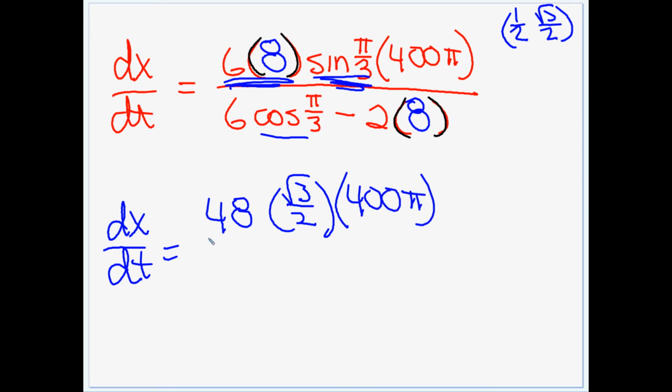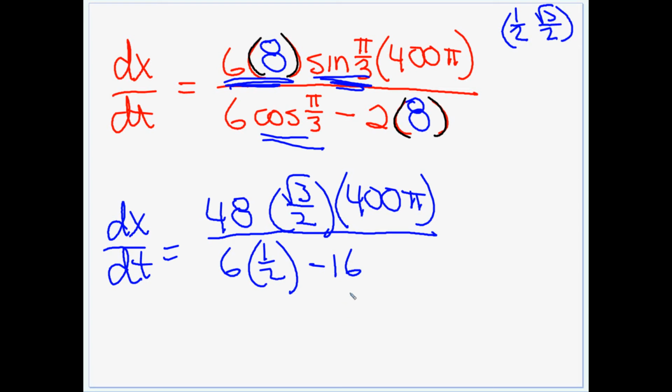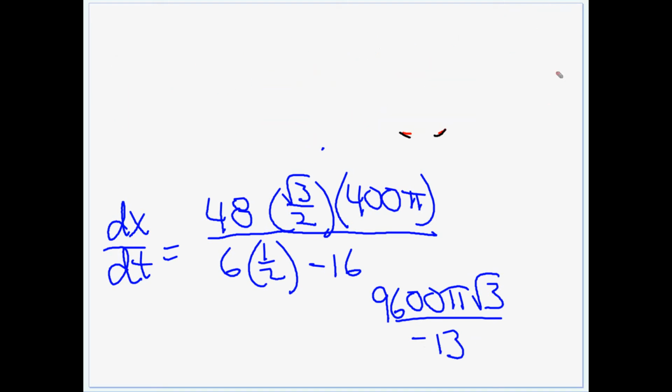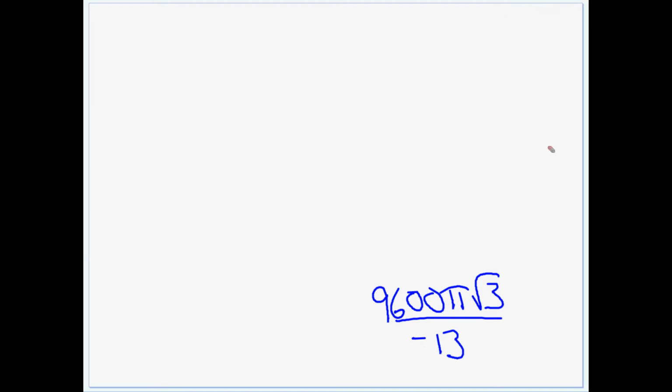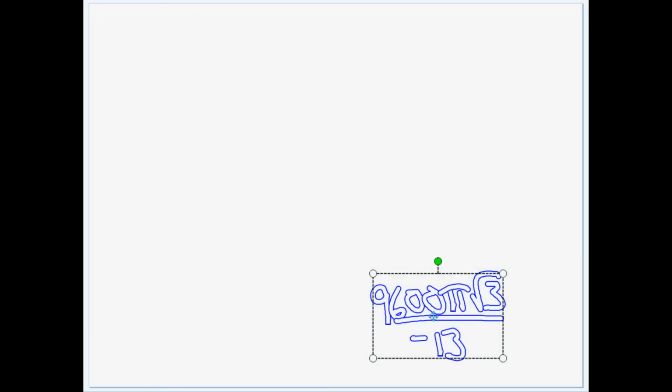Down in the denominator, we've got a 6. Cos at a third pi is a half. And then we're going to minus 16. And what this turns into, the numerator, 9,600 pi times root 3, all divided by negative 13. There's our exact answer. It has two irrational components. The pi and the root 3 are irrational.